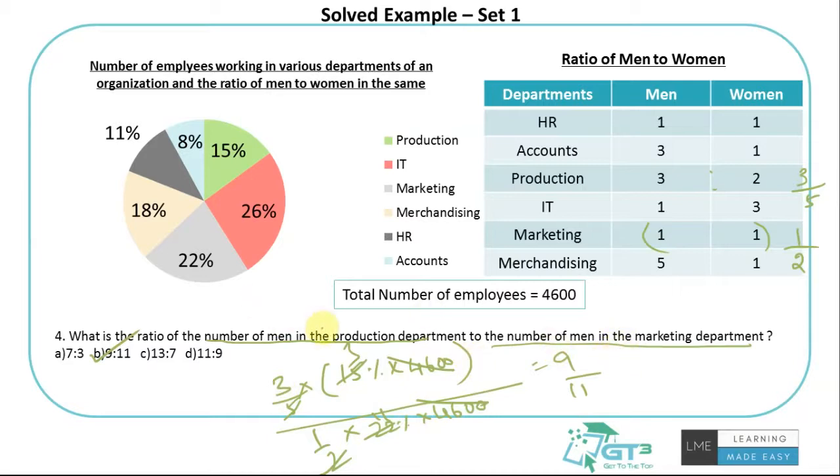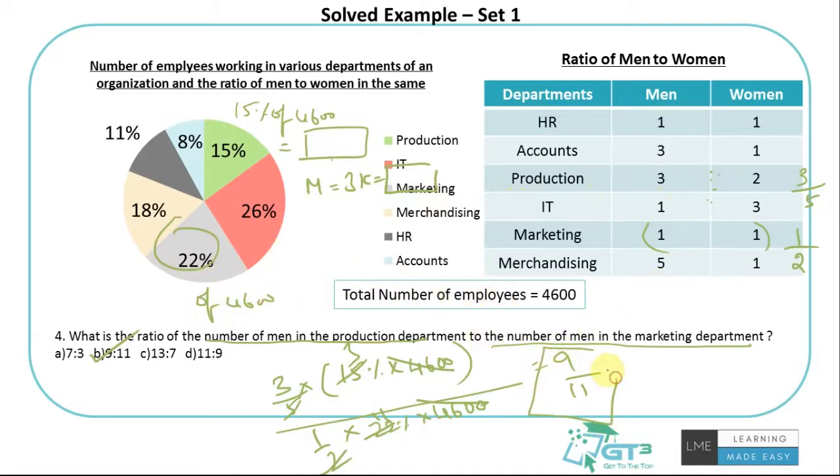Otherwise the way to do it is this: 15% of 4,600. I find that I get a value for this. Once I know it, I know that it is a 3:2 ratio, right? And then I do 3k, 2k and find the k value, and then find the men is 3k. So I find the men. Similarly do it for the marketing department as well. Marketing is 22% of 4,600, and then do all of this. It still gives you the same answer. It just will take you more time, right?